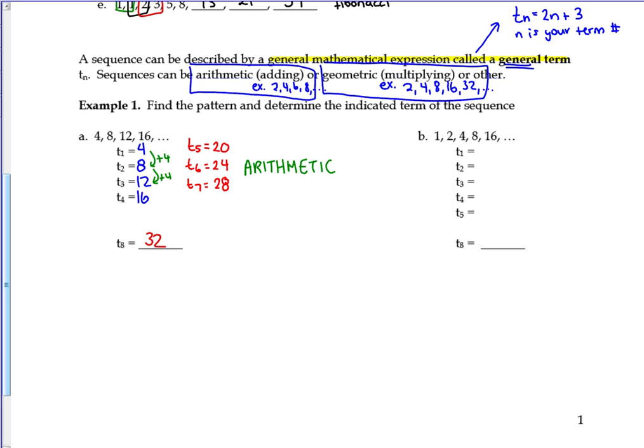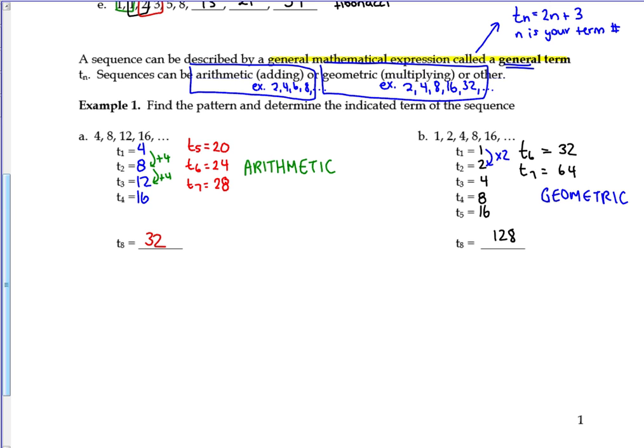Okay, so let's do the next one. Term 1 would be 1, term 2 would be 2, term 3, 4, term 4 is 8, term 5 is 16. So figuring out term 8, what would be term 6? 32, term 7, 64, so term 8 would be 128. What are we doing each time? Multiplying by 2, so this would be geometric.